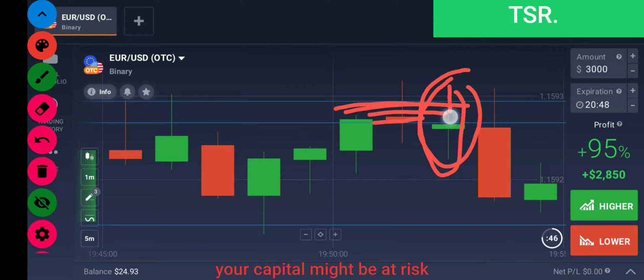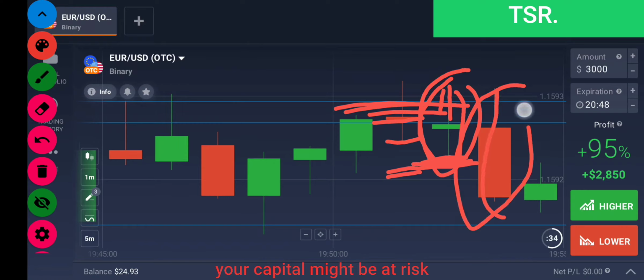And there is a rejection too, and there is a new low too, right? Here is the previous low and there is a new low, right? That's why I'm expecting that sellers will enter. That's why I placed a lower option here.